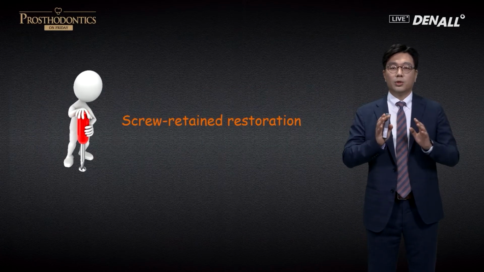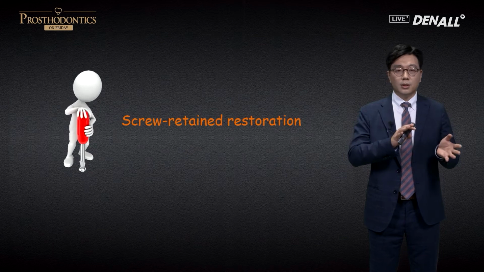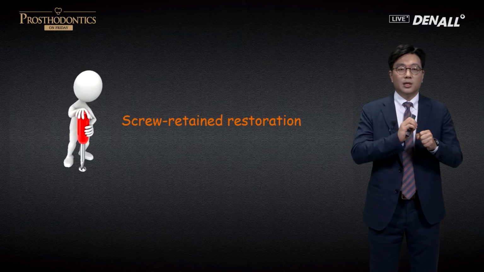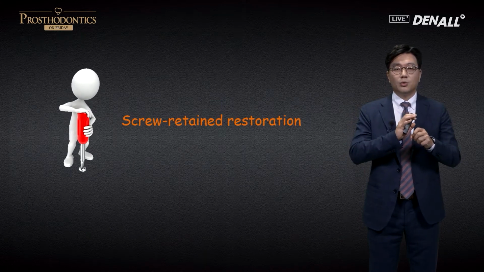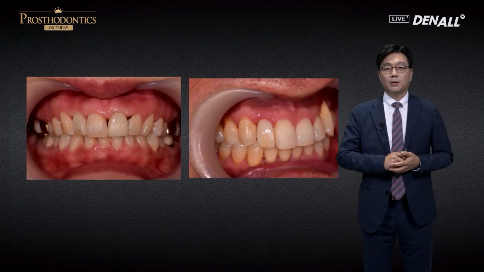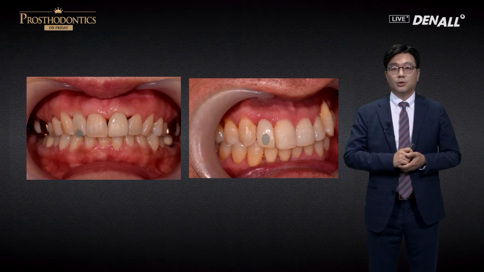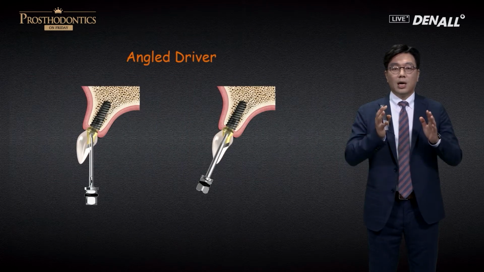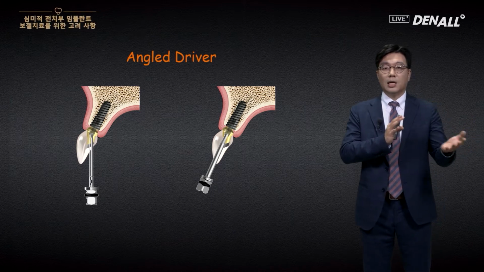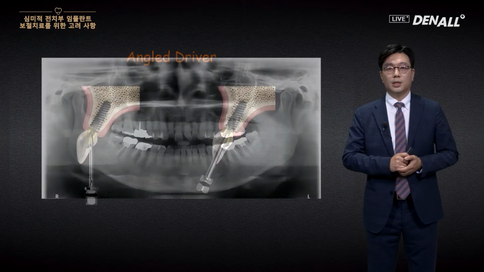When they cannot be adjusted, what do we need to focus on? In my case, I use screw retained restoration a lot. When the gingiva can be pressed down, this has enough power to press it down. In this case, it is protruded a little bit toward labially, and screw retained is used if possible. If it is too much protruded labially, you cannot do that. An angled driver can be used to use the screw retained.